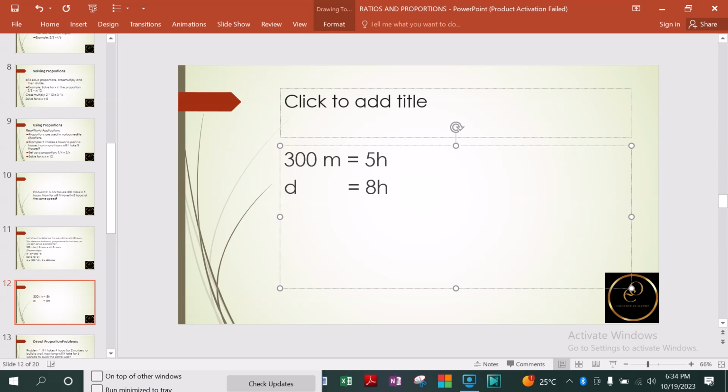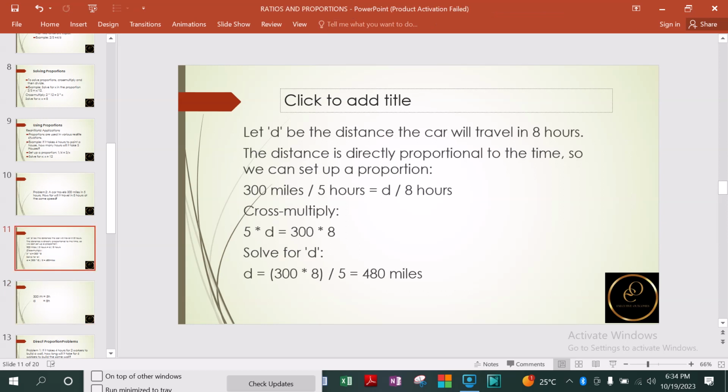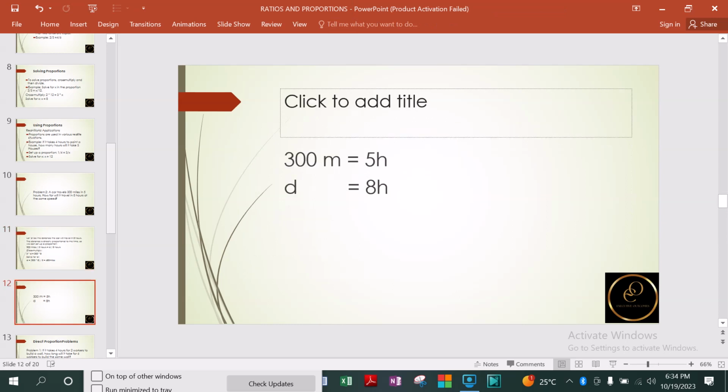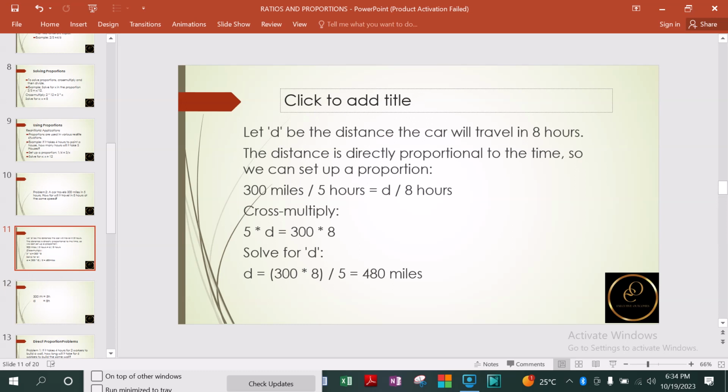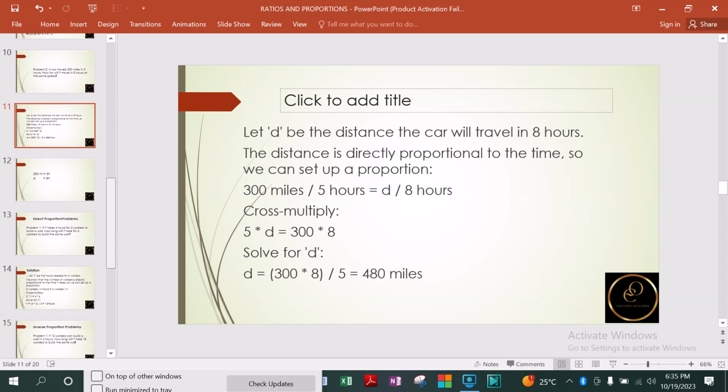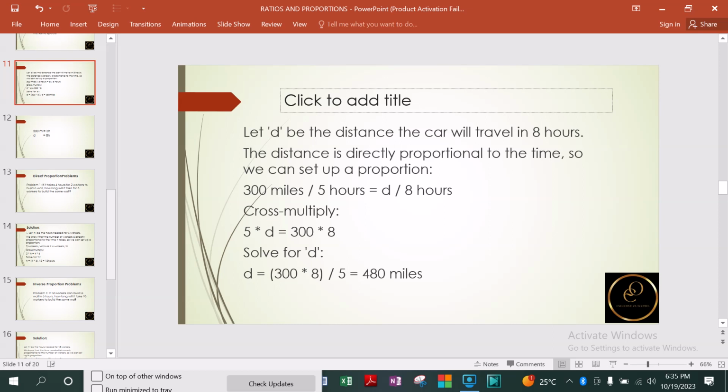So you cross multiply, that's what you're seeing here: 300 times 8 hours, which is equal to D times 5 hours. So then you have 5D is equal to 2,400. Then divide 2,400 by 5, and you end up having 480 miles. So that's how you get that one. Those are some of the examples you can look at when using direct proportion.